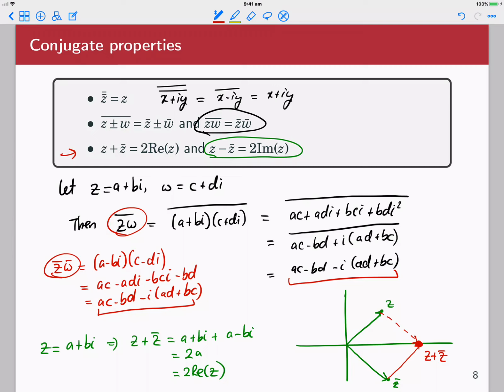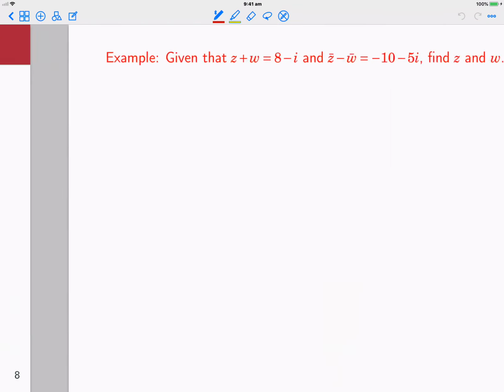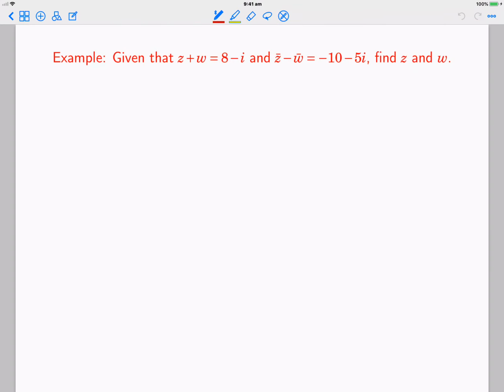So that's an easy way to see why it holds visually. But in any case, these properties are quite important to remember as you use them quite a bit. So it's a good idea to try and prove it on your own as well. It will help you to remember actually. Let's have a look at an example just to help us understand these properties.